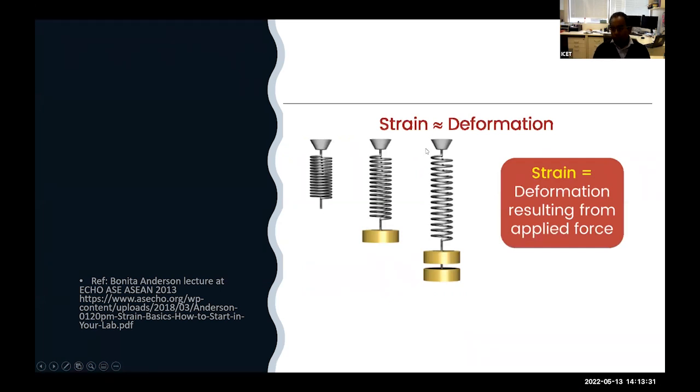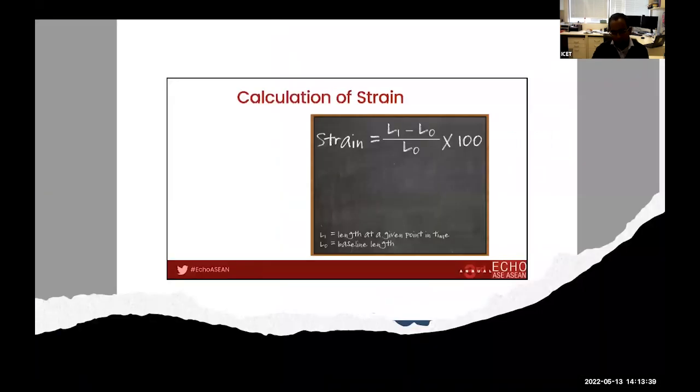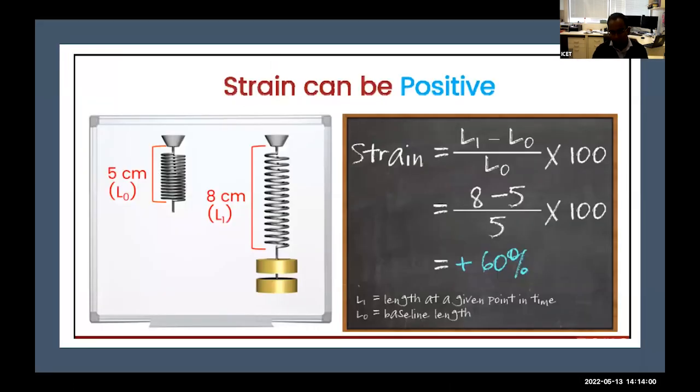So, as I said, strain is a measure of deformation, and it depends on how it is applied, in terms of how much strain there is. When we look at calculating strain, you initially measure the length at the given point in time, minus the baseline length, and divide that over the initial or baseline length, and then multiply by 100, and you get a percentage.